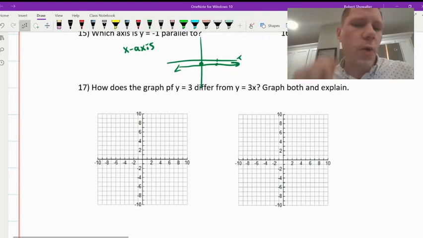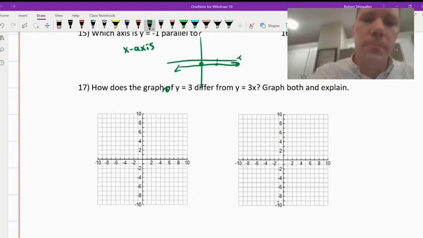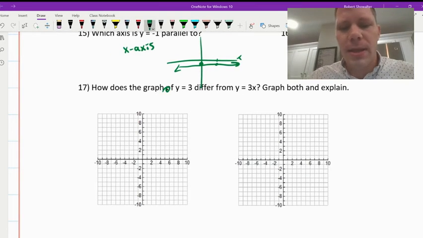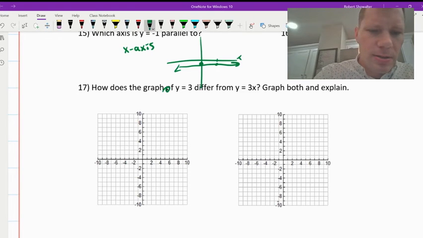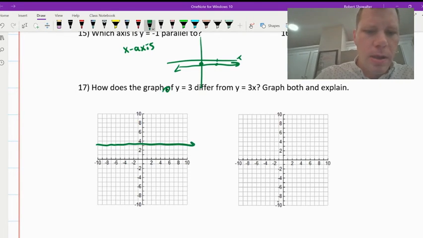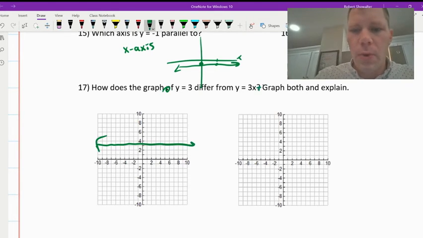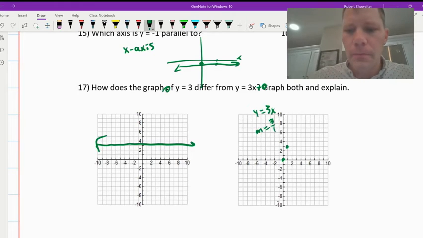How does the graph y equals 3 differ from y equals 3x? Explain. Graph both and explain. So y equals 3 will be a horizontal line. And this one, we have our y-intercept of 0, so we're going to start here, and we go up 3, right 1. So our slope is 3. Up 3, right 1.